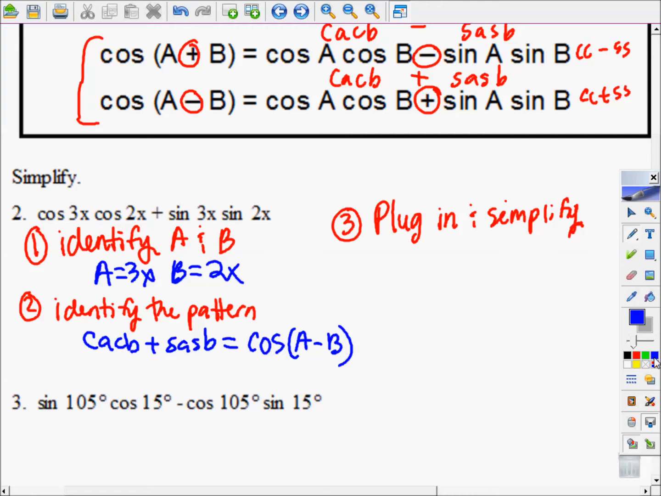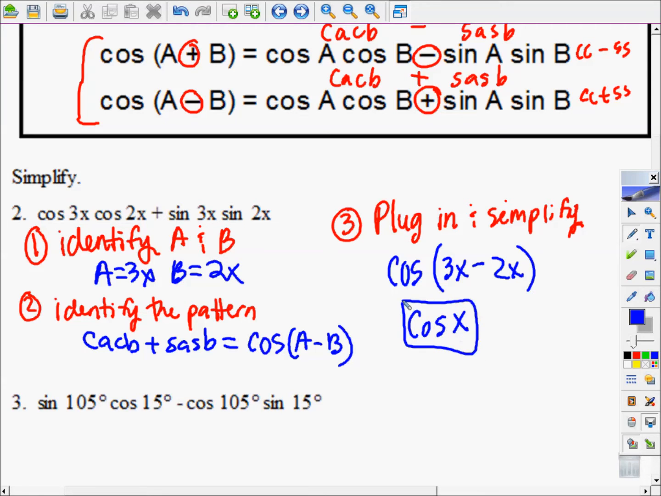All right, so plug in and simplify. So now I can plug in. So I have cosine of, and what's A? 3x. And what's B? 2x. And what's 3 minus 2? So your answer is? Cosine x. 3 steps. 3 simple steps.